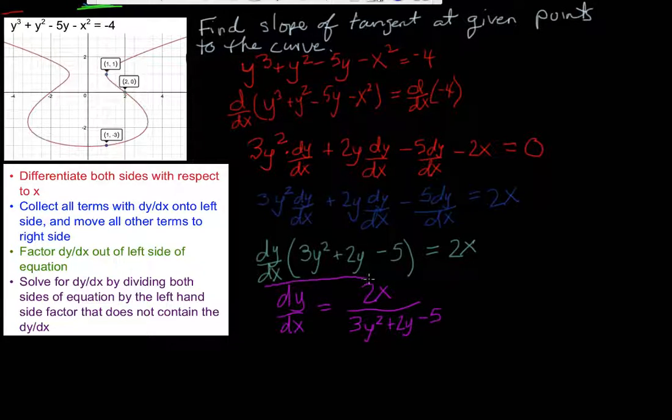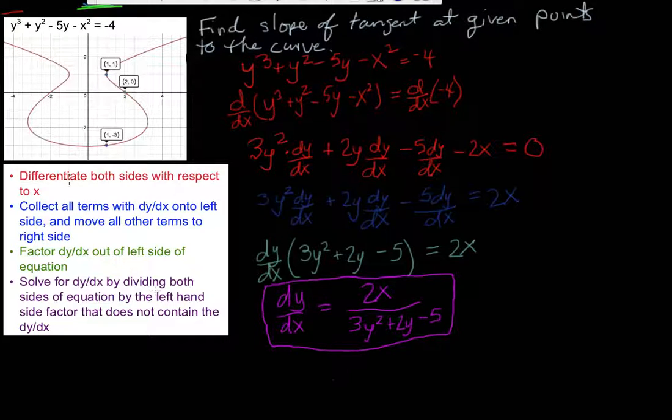And so that is the rule that will give me the slope of the tangent at any point on this graph of y cubed plus y squared minus 5y minus x squared equals -4. Notice that implicit differentiation can produce an expression for dy/dx that contains both x and y. There's no other way to write this other than having an x and a y here. And so now we can find the slope of the tangent at given points.